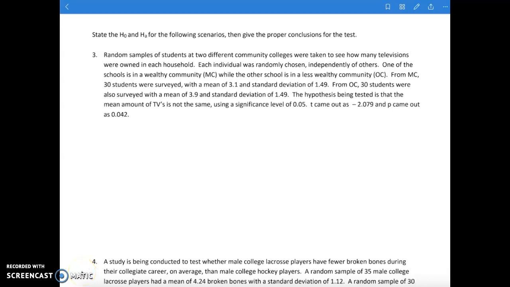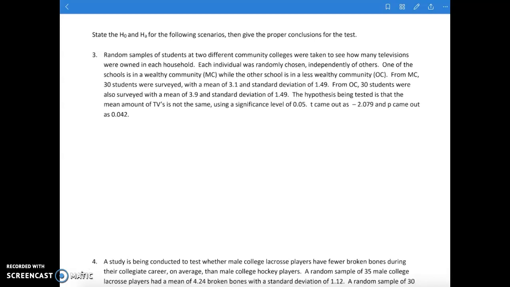In these next questions, let's go even farther. We want to state the null and alternate hypotheses, and we also want to give the proper conclusions for the test. So there's a lot of information in these setups. Some of it is useful and some of it is not, and we have to sort of dig through it and know what we need to write the hypotheses and what we need to give the conclusions.